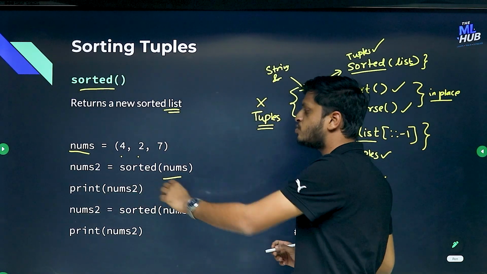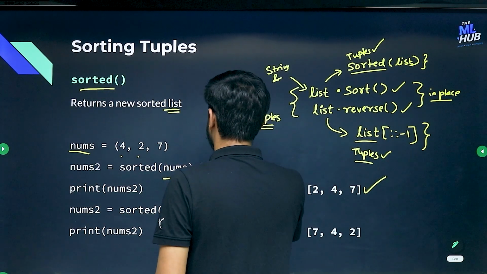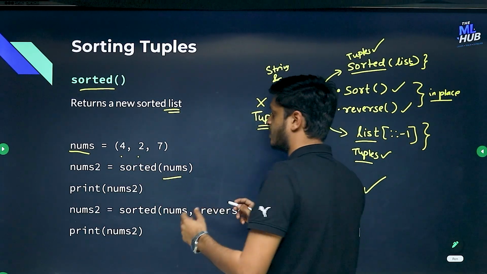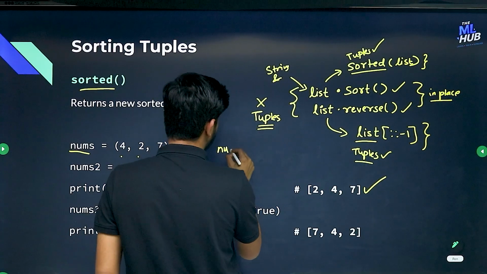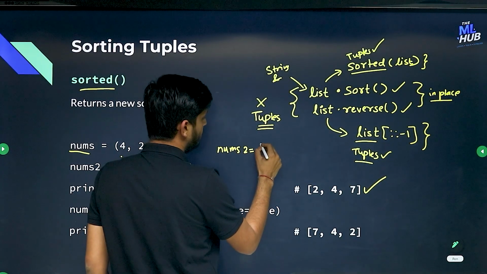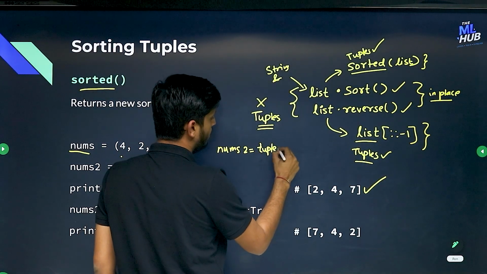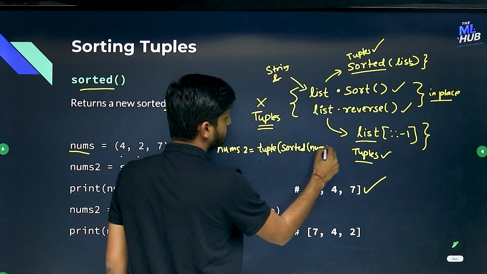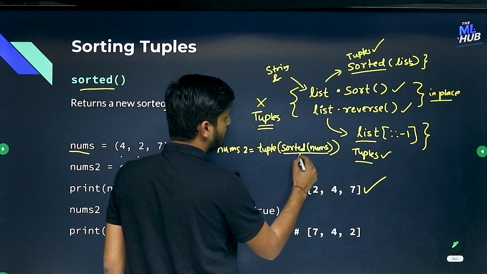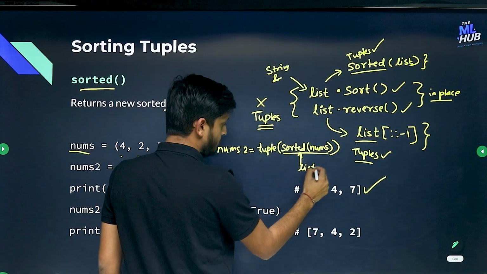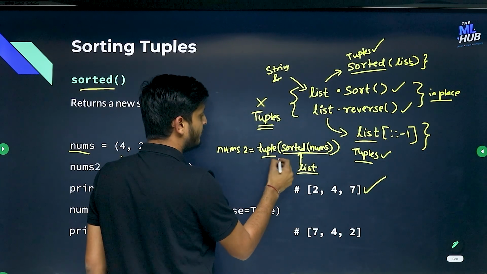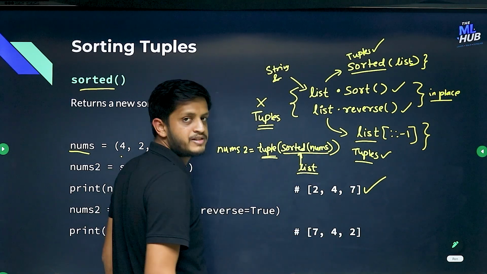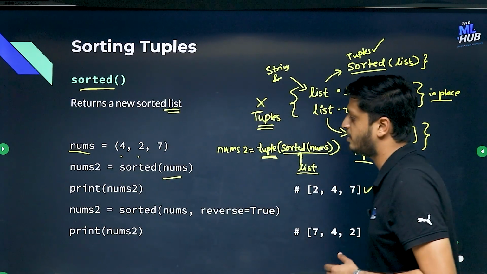If you want nums2 to be a tuple, you can do it this way. You can just wrap this entire thing in the tuple constructor. So you can write nums2 is equal to tuple of sorted of nums. Now sorted of nums will give you a list, and a list is an iterable. So the tuple function will convert the iterable into a tuple, and then the output will be the tuple 2, 4, 7. Okay. So this is how the sorted function works.